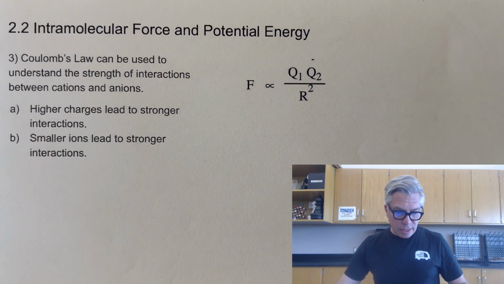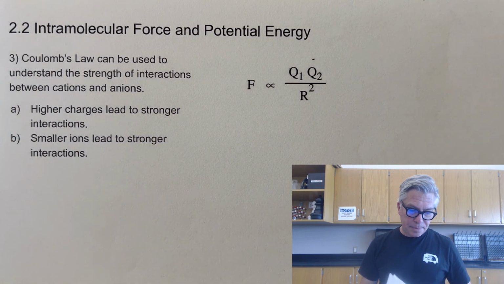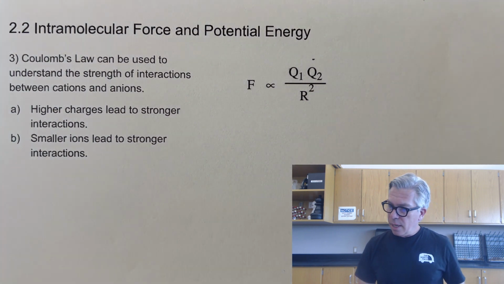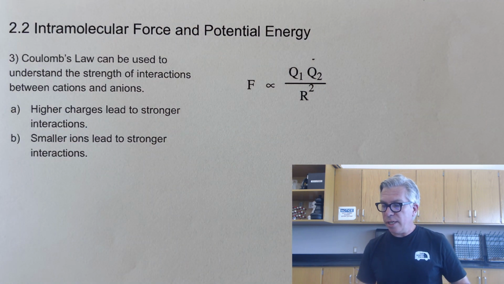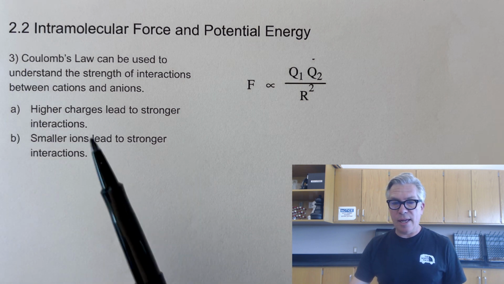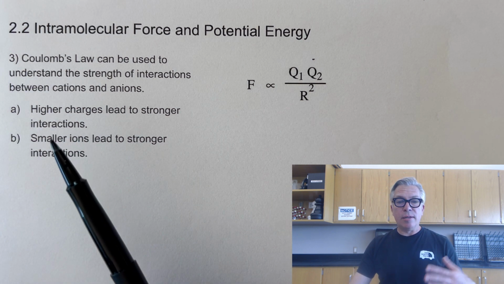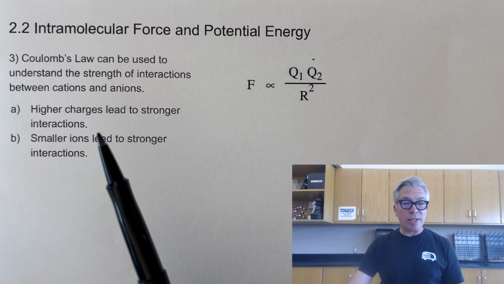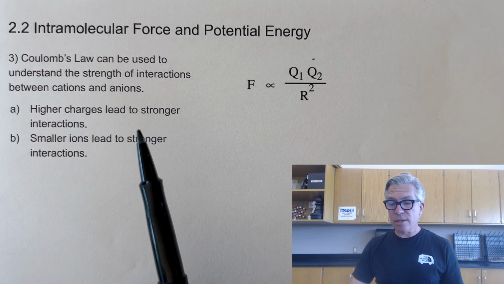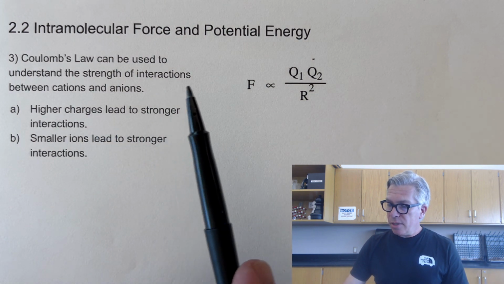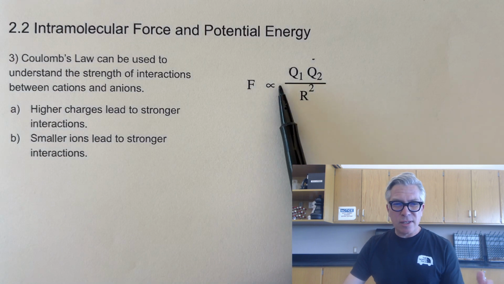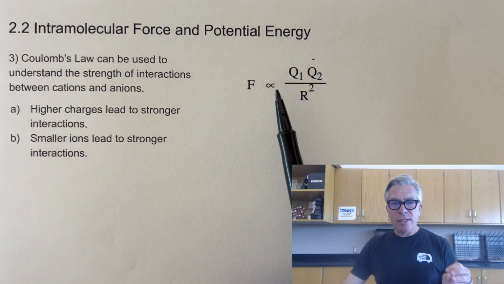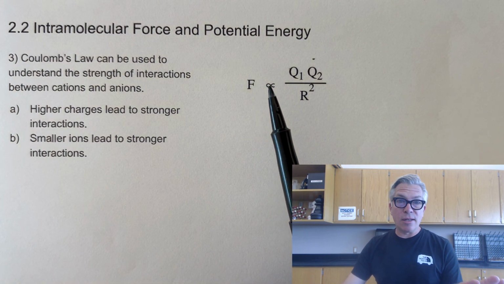All right, quickly, let's talk about Coulomb's law. And Coulomb's law can be used to understand the strength of interactions between cations and anions. And so it appears you probably get 2 or 3 questions on an AP exam regarding Coulomb's law. And it goes like this. There's a constant in there. There's several versions. But what you really need to know is you're not going to have to calculate anything.